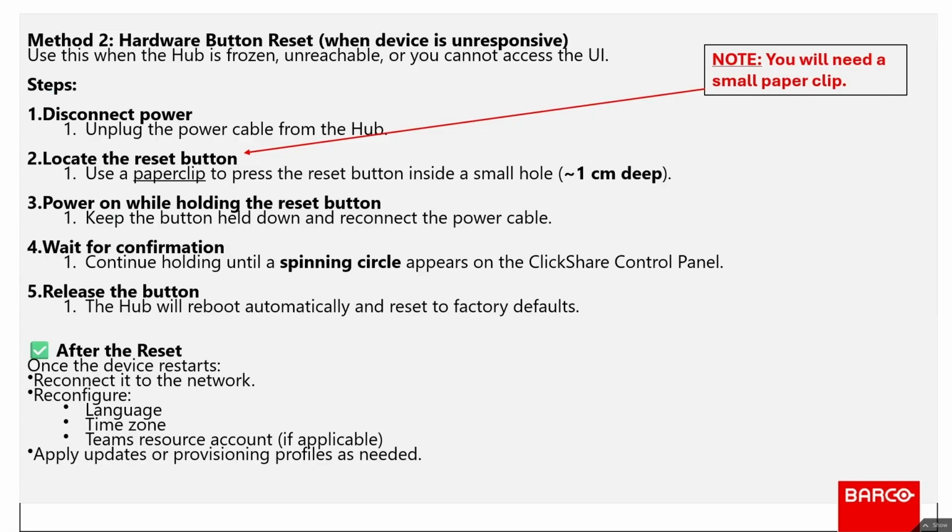The second method is to do a hardware button reset. You're going to use this when the device is unresponsive. You'll use this when the hub is frozen, unreachable, or you can't access the user interface, i.e. you don't have the password possibly to get into it.